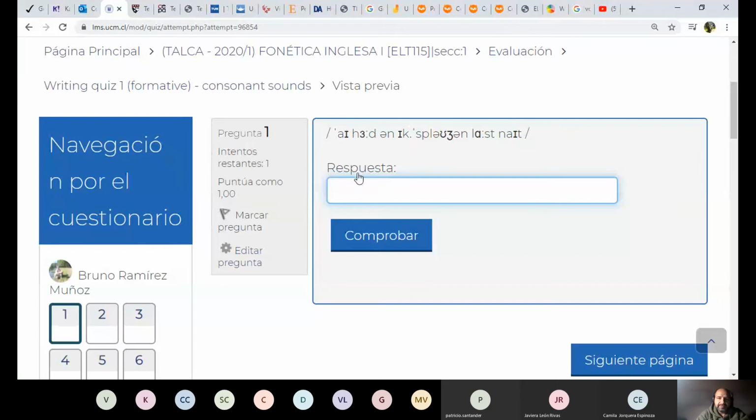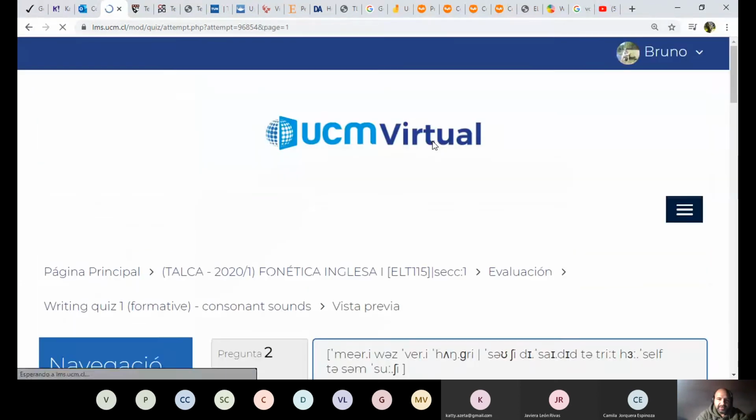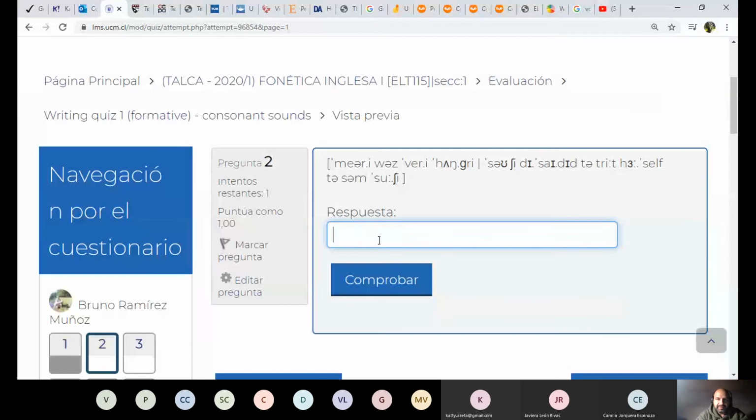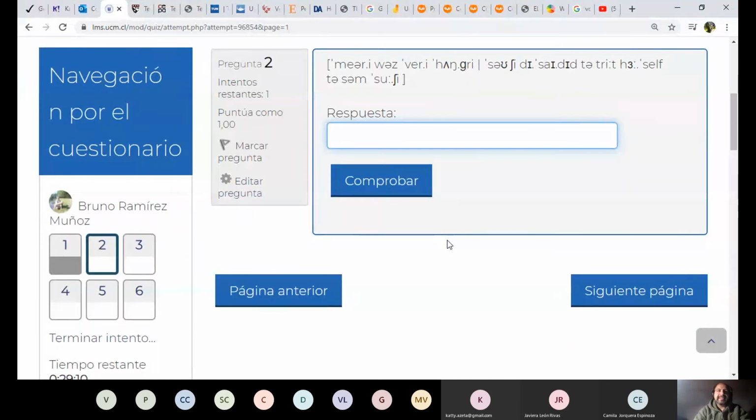For example, in this one, I... What else do you think comes next? Heard. Perfect. Heard an explosion last night. Explosion last night, and that's the exercise. Okay, and then you're going to find maybe a longer statement like this one, and you're going to work on this. Let's finish this one as the last exercise for this session.